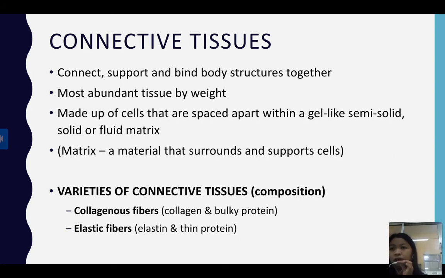So connective tissue is used, of course, to connect, support, and bind body structures together. It is the most abundant tissue by weight, and it is made up of cells that are spaced apart within a gel-like semi-solid or solid or fluid matrix. So what do we mean by matrix? Matrix means a material that surrounds and supports cells.